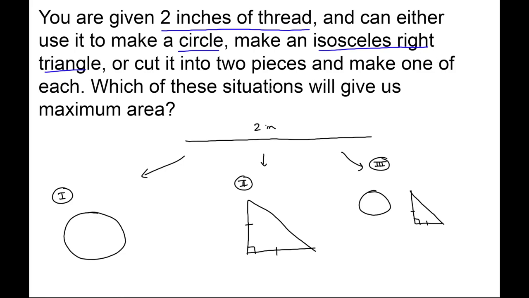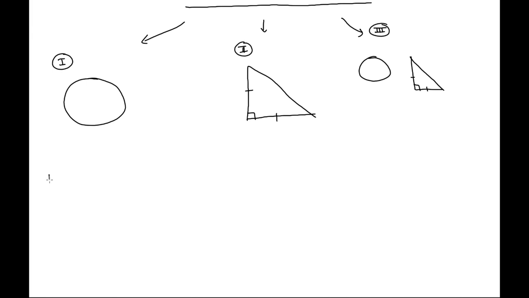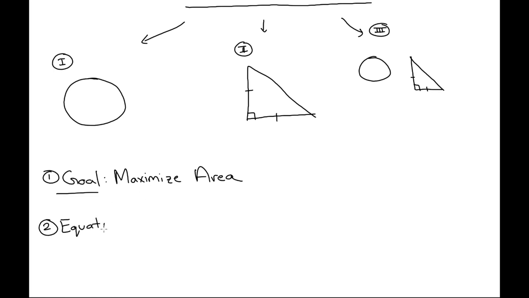And now the question here is we're being asked to see which of these situations will give us maximum area, okay? So let's look and see if we can figure that out. The first step, as always, is going to be to find our goal. Again, the goal is really important in helping us stay grounded in reality and making sure we're actually answering what the problem is asking for, right? So our goal, in this case, is going to be to maximize area. Okay, we're going to maximize area. So our second step is going to be to get an equation, right? That helps us achieve that goal.